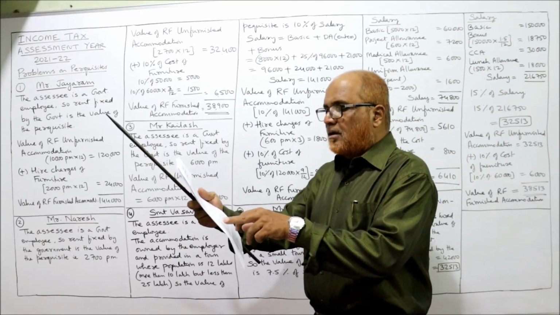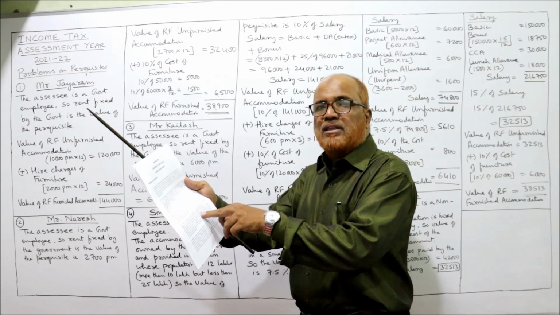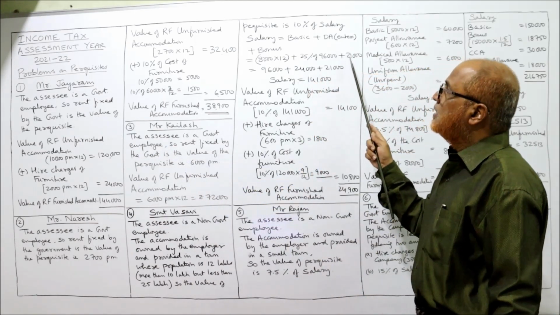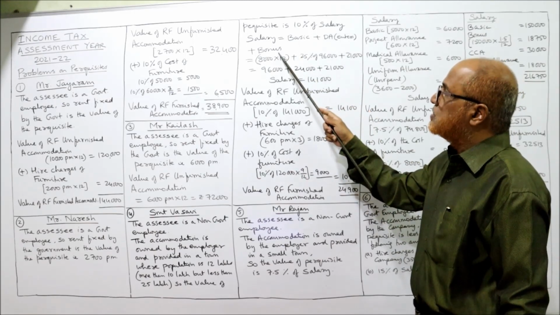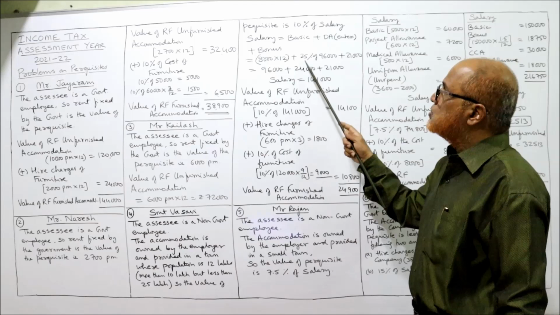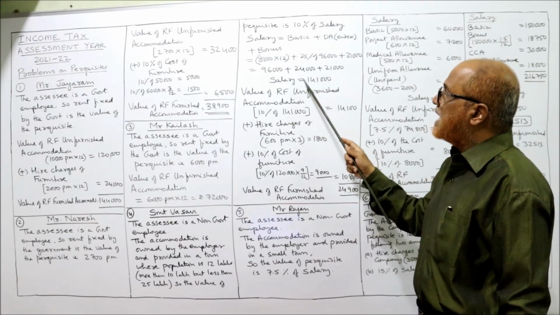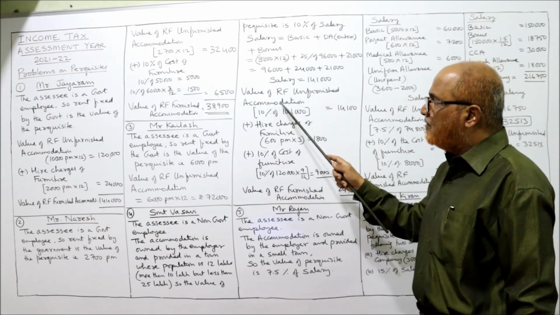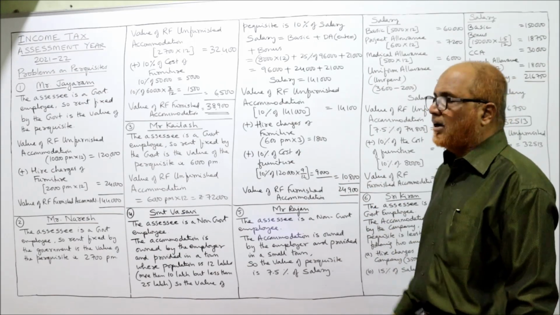Next comes bonus. Bonus is given as 21,000. That should also be taken under salary. So salary is equal to basic plus DA plus bonus. Salary 96,000, DA 24,000 and bonus 21,000. Salary is 1,41,000. The value of rent-free unfurnished accommodation is 10% of 1,41,000, which is 14,100.